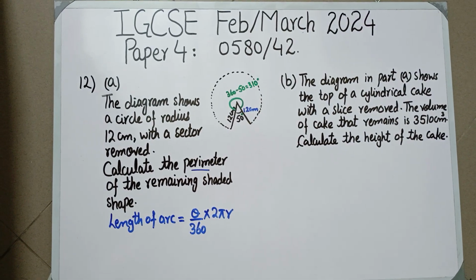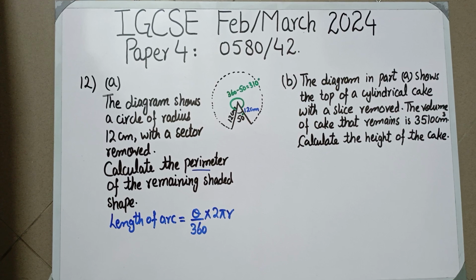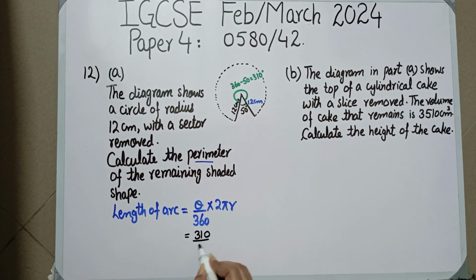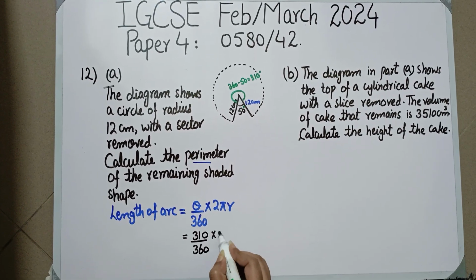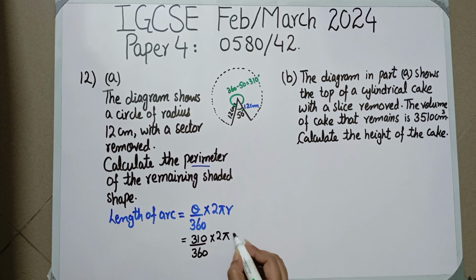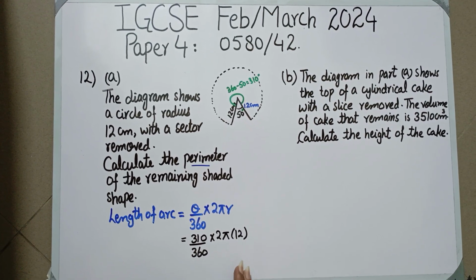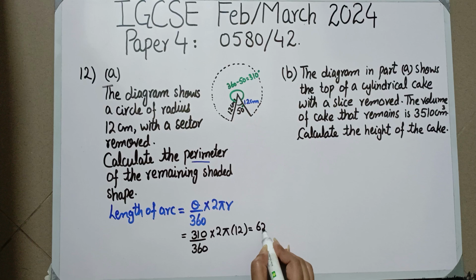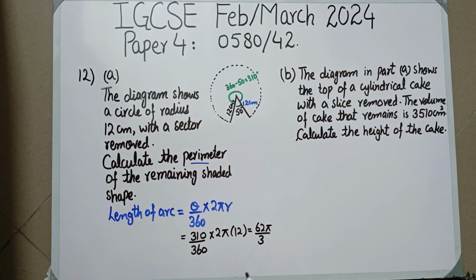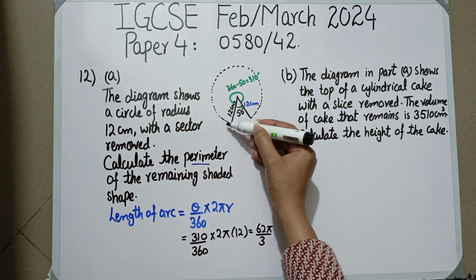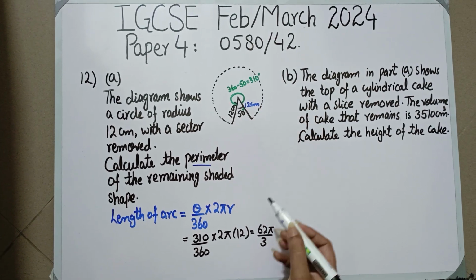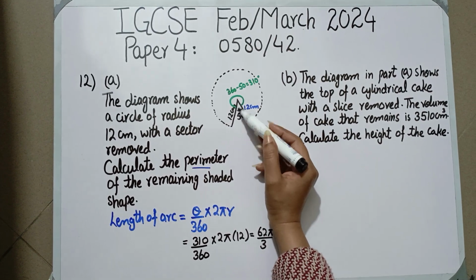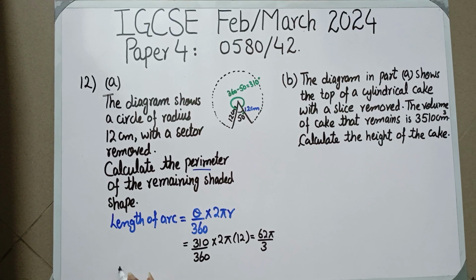So substitute the values over here. The value of theta for the shaded region is 310 by 360 multiply 2 pi. Value of r is 12 as given in the question. On solving this in calculator, you will get the answer 62 pi by 3. Here you have to find out the whole of the perimeter. You have calculated the length of this dotted line, that is 62 pi by 3, while this perimeter also involves 2 radius. So the total perimeter will be calculated in this way.